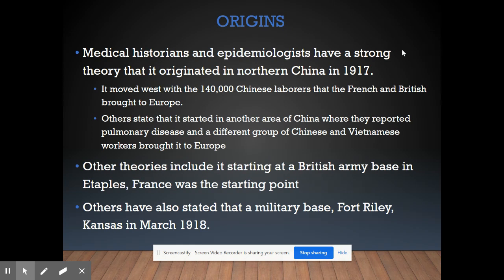Other theories include it starting at a British army base in France, and others have also stated that it was a military base, Fort Riley, Kansas. You'll hear about that in the podcast.